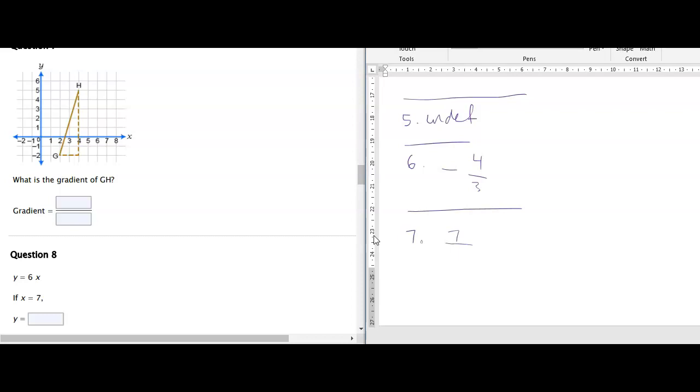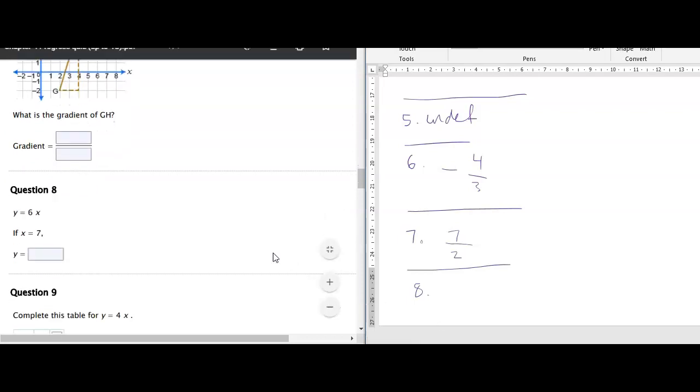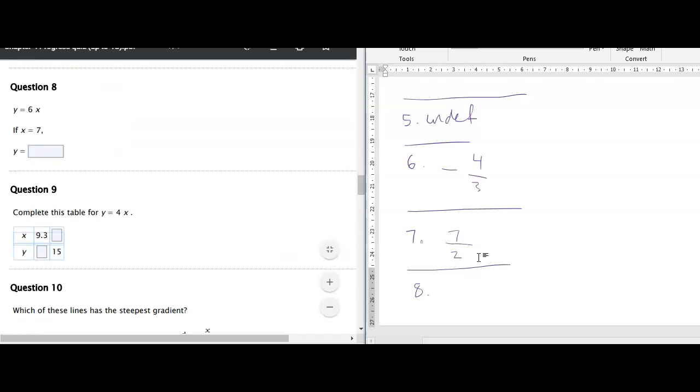And then we're going across from 2 to 4. So it's 2. So your gradient for that one is 7 over 2. Now remember, we do have to put things in the simplest form. So this one isn't a problem. But if you did get something that required you to put it in simplest form, just make sure you simplify your fraction. All right, question number 8.